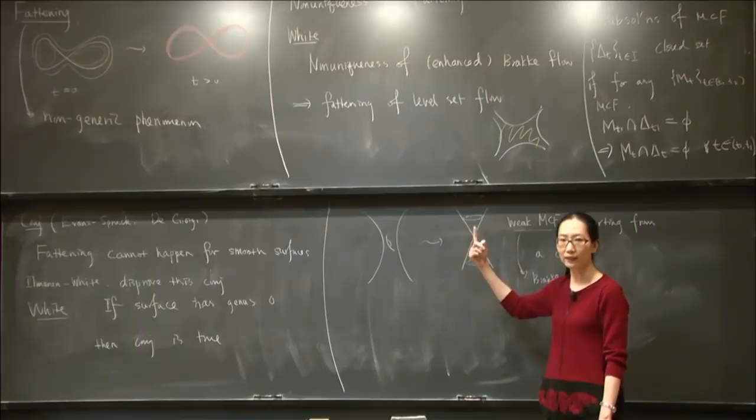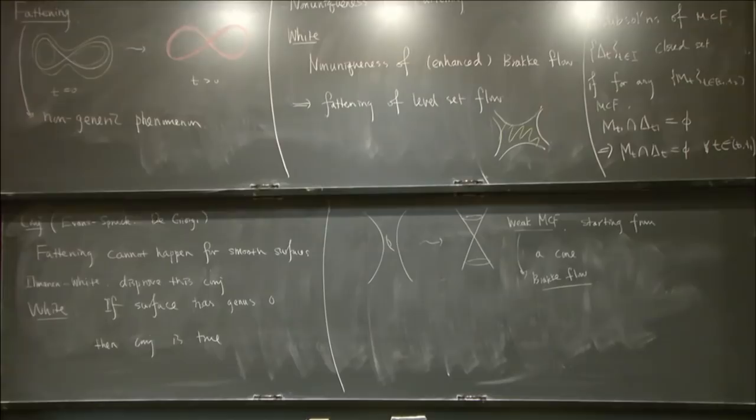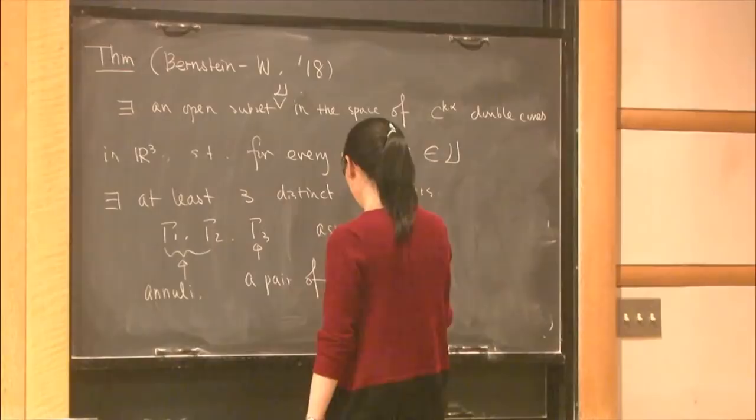And moreover, we can show that two of them are topological annuli, and the third one is a pair of disks.